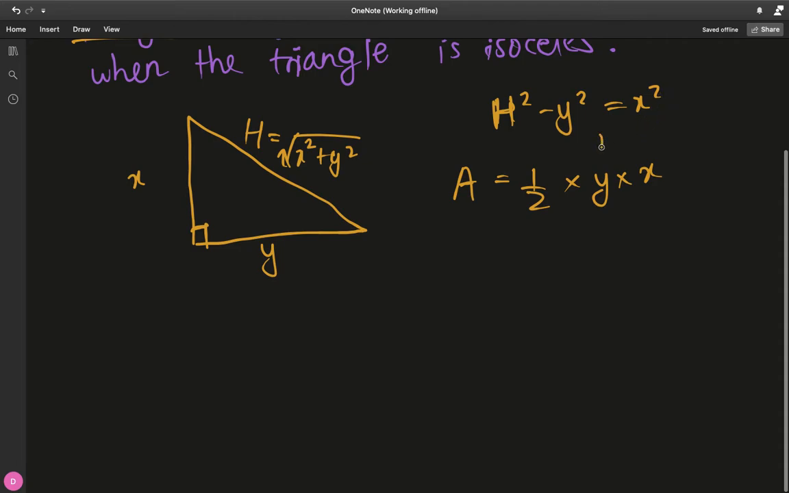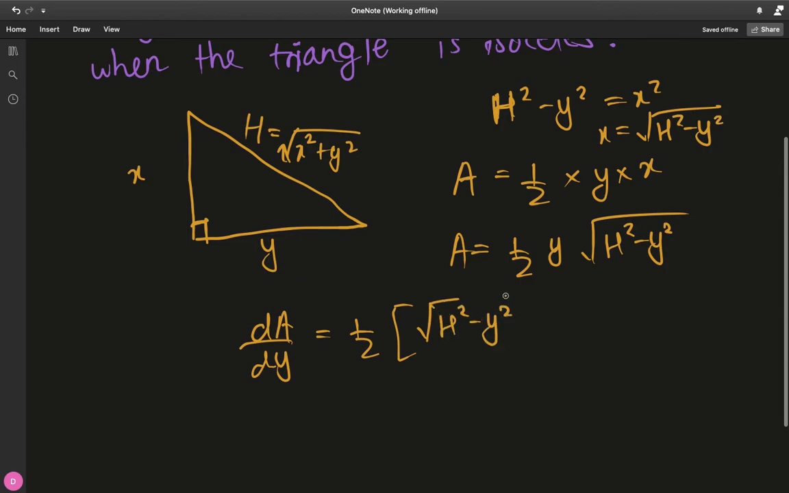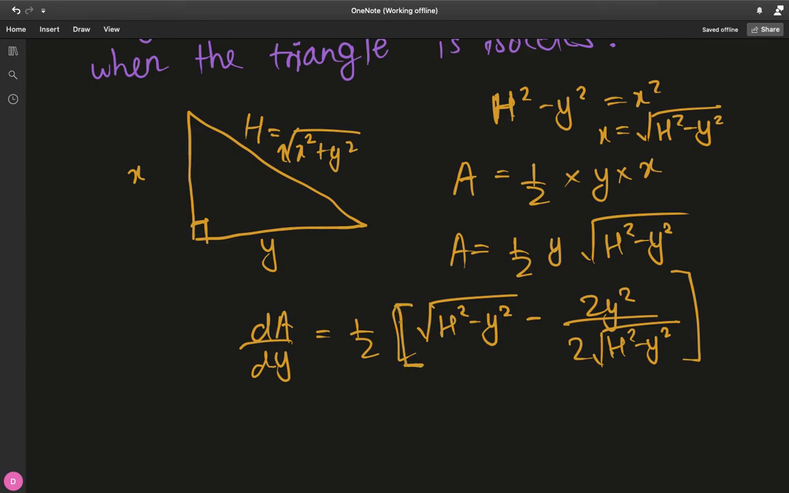So from this we have x is equal to square root of h squared minus y squared. So we can use that. Area is equal to half y times square root of h squared minus y squared. So now differentiate with respect to y, we have dA over dy being equal to half can be taken outside. Then the product rule on these: square root of h squared minus y squared minus 2y squared over 2 times square root of h squared minus y squared. You can do this on a piece of paper if you don't agree with my calculations.